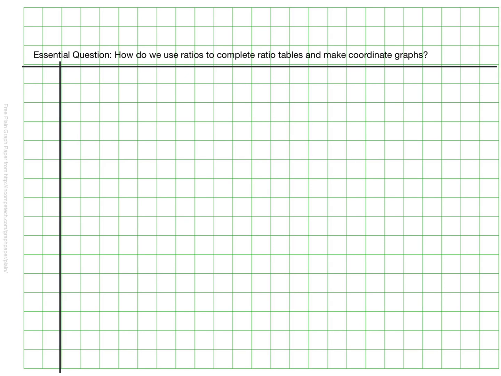This video is going to talk about ratio tables, and our essential question is, how do we use ratios to complete ratio tables and make coordinate graphs? And of course, we've been working with ratios for a few weeks now, and we know that they are comparisons of two numbers or quantities.